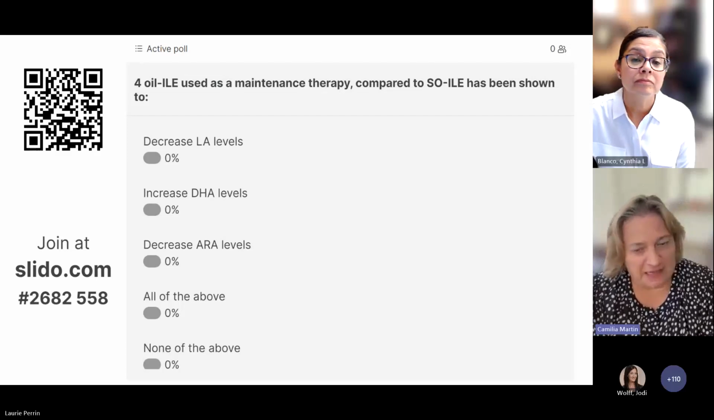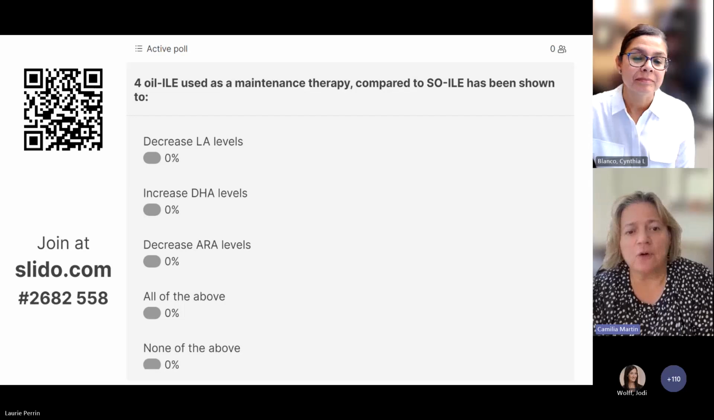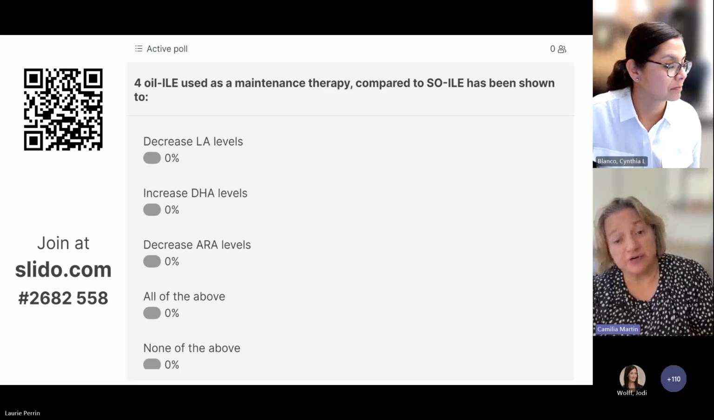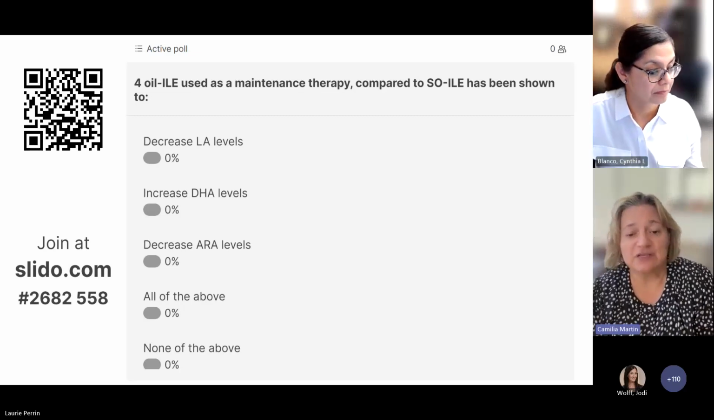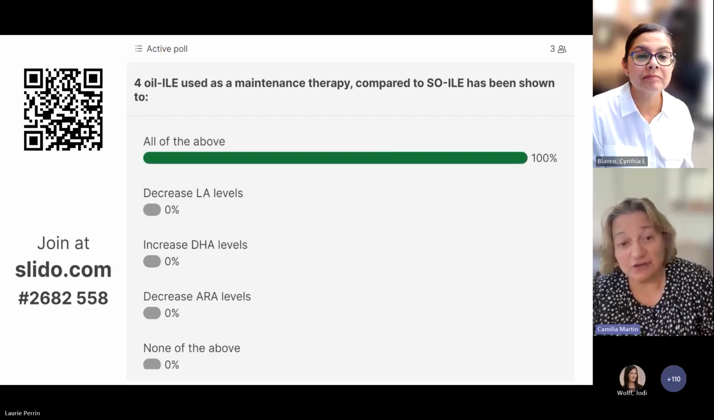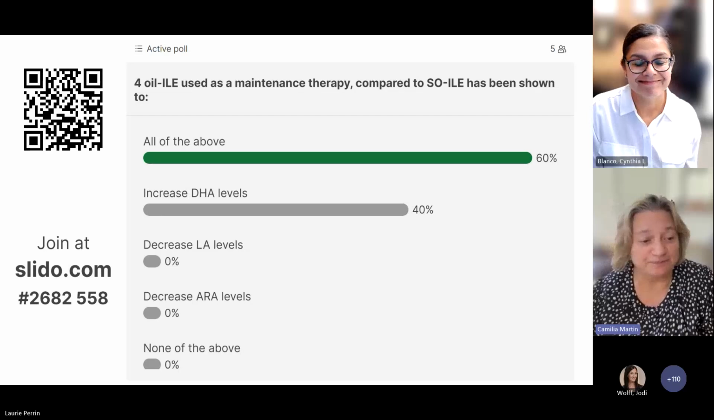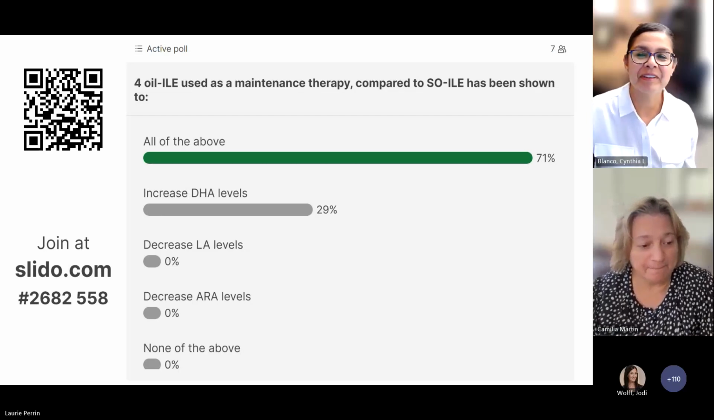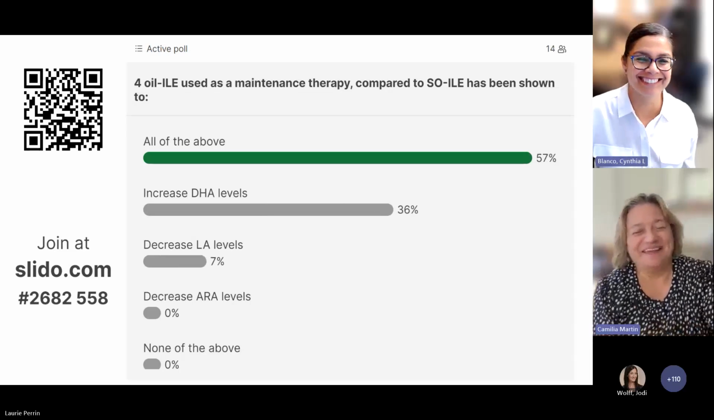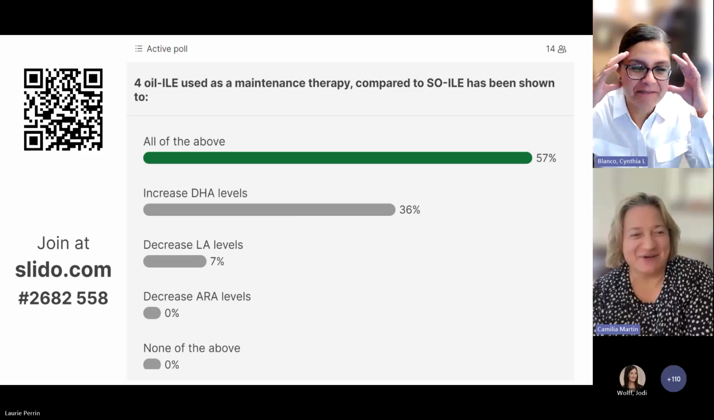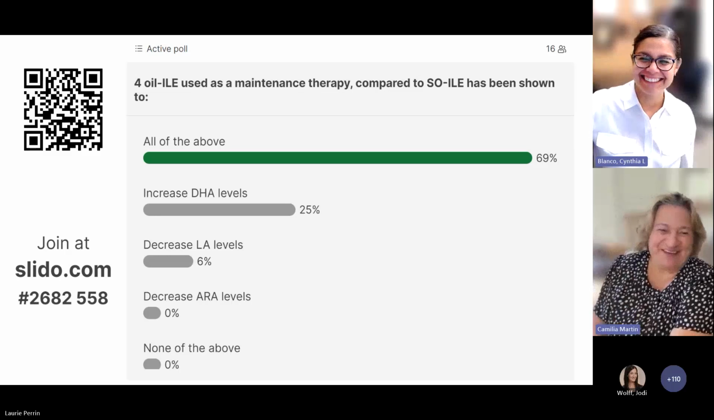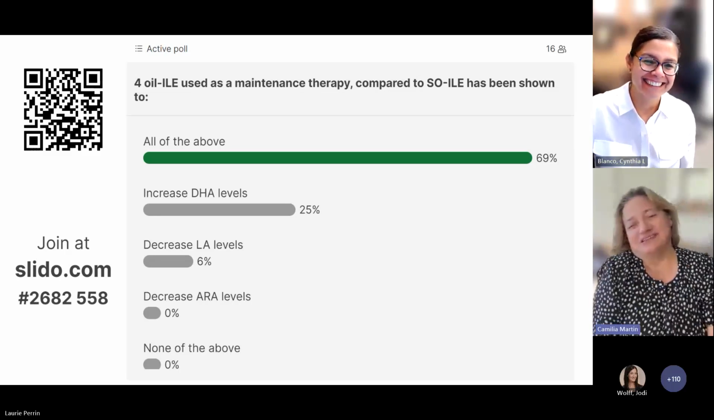So speaking of fatty acid balances, when 4-oil lipid emulsion is used compared to soybean oil, what do we see? Do we see a decrease in the LA? Do we see an increase in the DHA? Do we see a decrease in the ARA? None of those are true. All of them are true. These are the questions that I call Cami challenges. You have to really think about it, like the SAT or the MCATs, right? Yes. B and D, but not C. Yes.